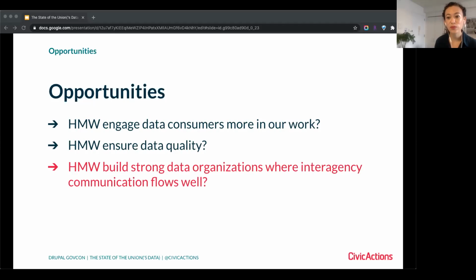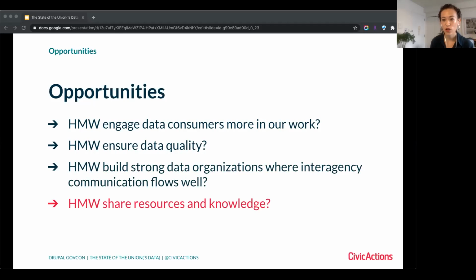Next, how might we build strong data organizations where interagency communication flows well? We see data sharing roles getting siloed at the federal level and at the city and state level, difficulty getting buy-in throughout agencies. So how can we create a more interconnected data management flow? We're also asking, how might we share resources and knowledge? We've seen open data programs doing all kinds of work and solving all kinds of problems. How can we get that knowledge shared between us? How can we avoid duplication of efforts and move forward together, building on each other's work?